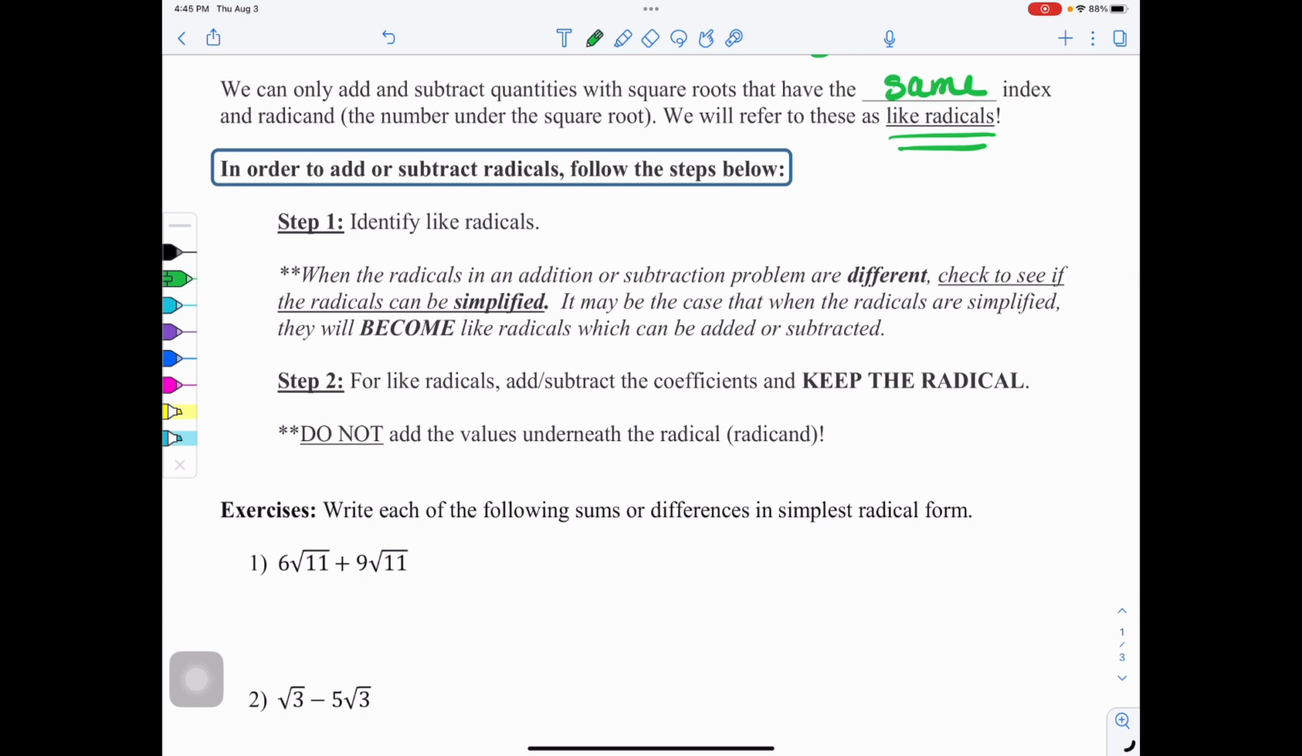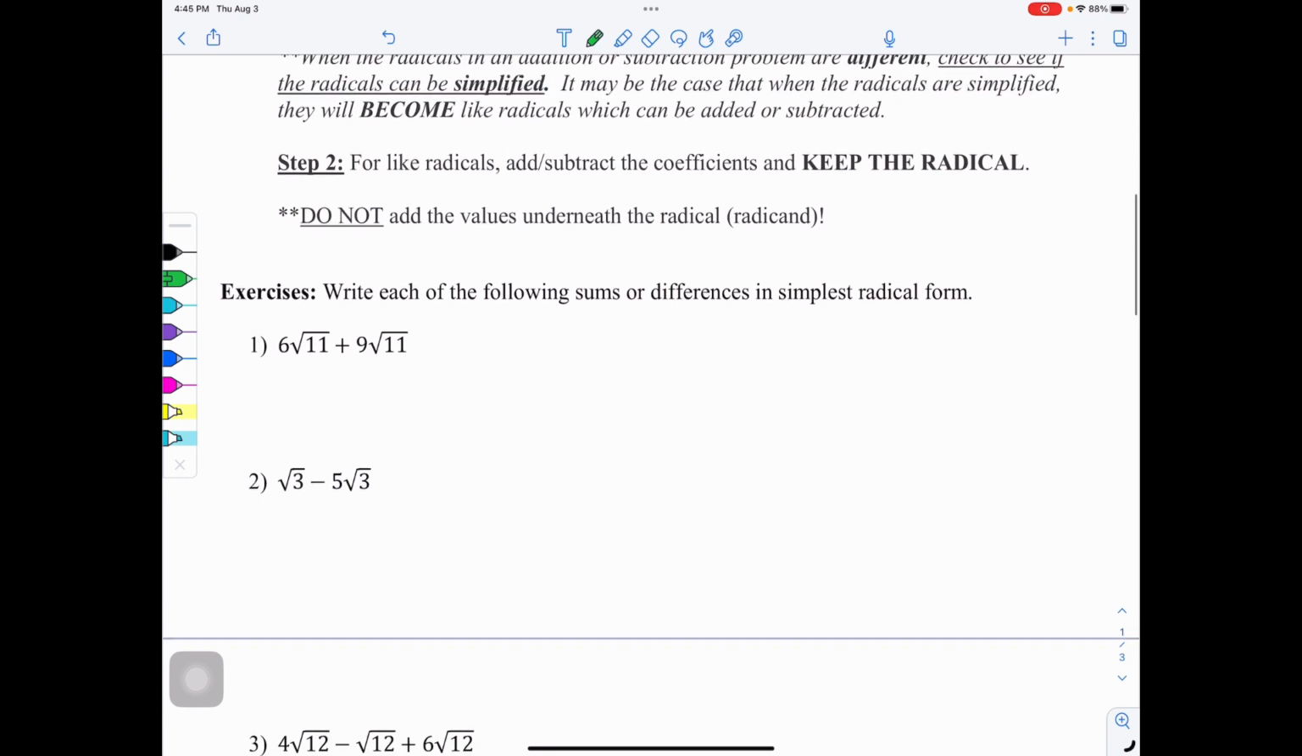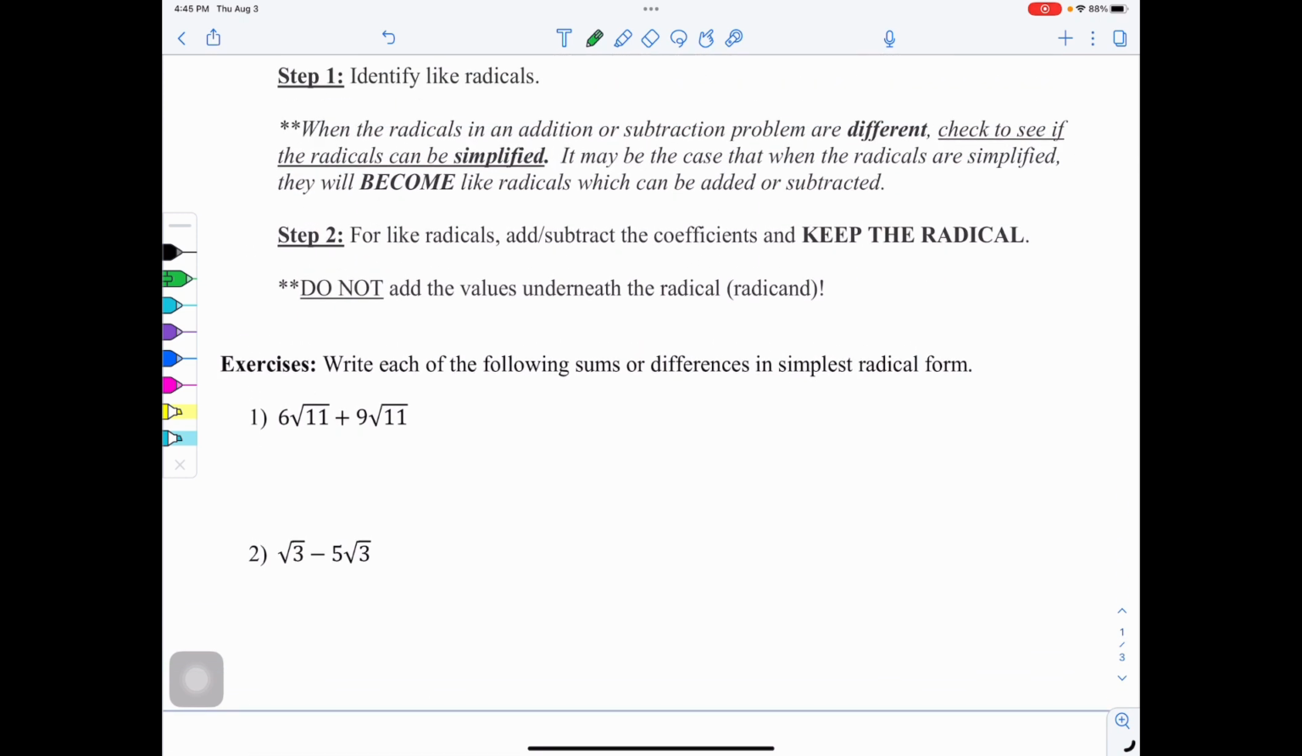But remember, if they don't appear to be alike at first, we should simplify them like we learned in the last lesson to see if we can actually add or subtract them. So we're going to go through some examples together. In example 1, first thing we want to do is identify the like radicals. So do we have like radicals here? Square root of 11, square root of 11. These are like radicals.